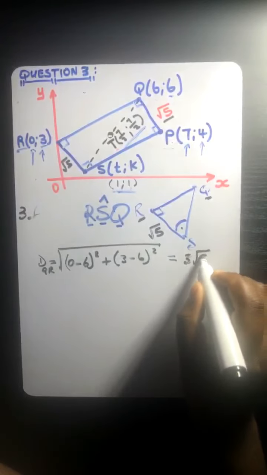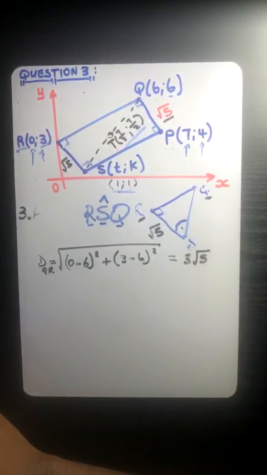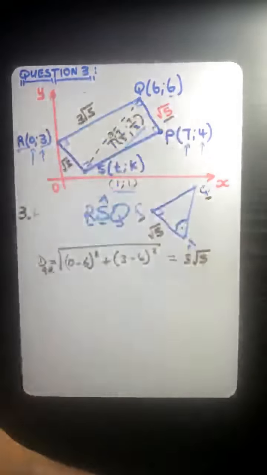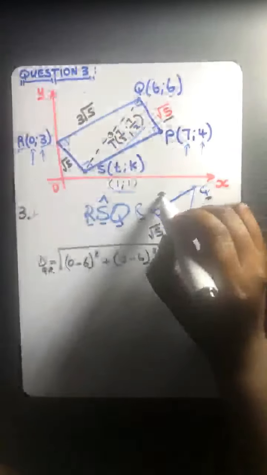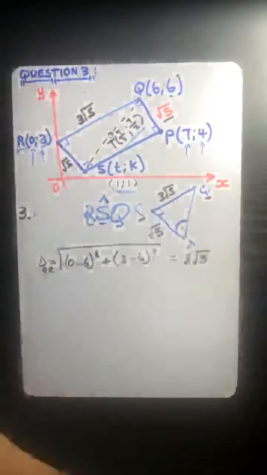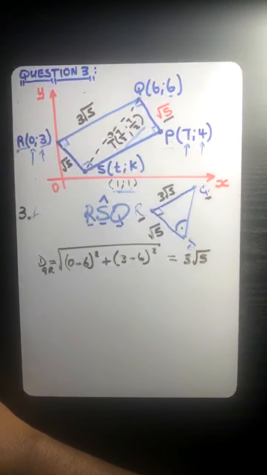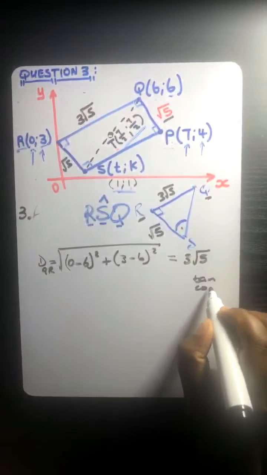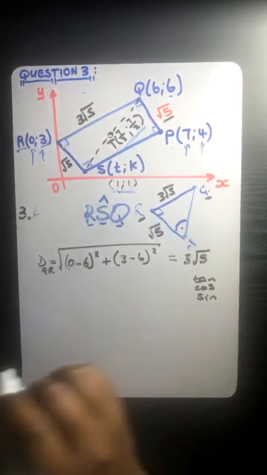Root of 5. Is it correct? Yes, sir. Okay, so you guys are saying 3 square root of 5. So which trig ratio can we use? Tan, cos, or sine?